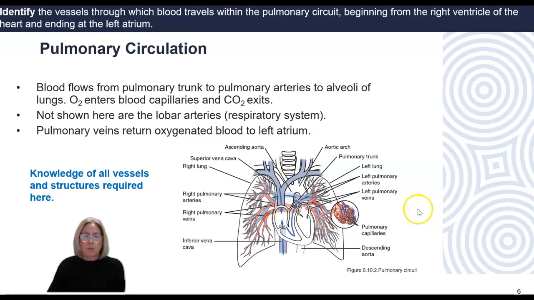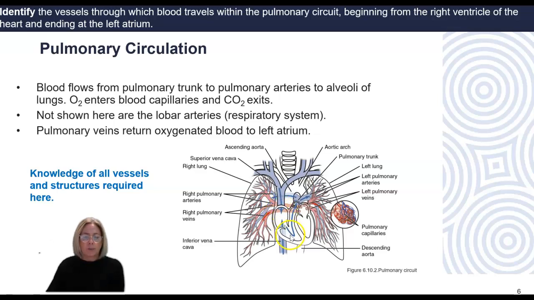So everybody, I've just put a little note here on this slide that we do expect you to know all of these vessels and the structures that are listed here. We'll get on to the aorta in a minute, but definitely for the pulmonary circulation, you need to know that the superior vena cava and the inferior vena cava return that deoxygenated blood to the right side of the heart, to the right atrium.